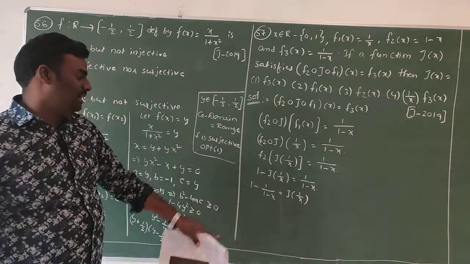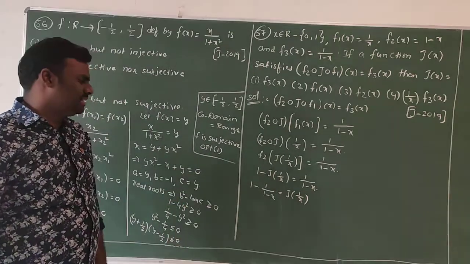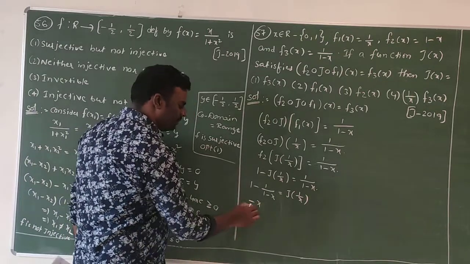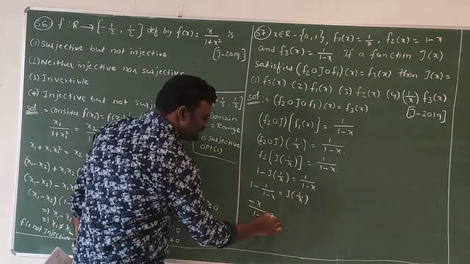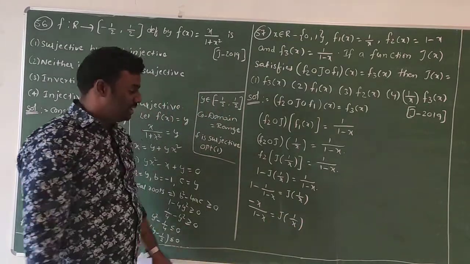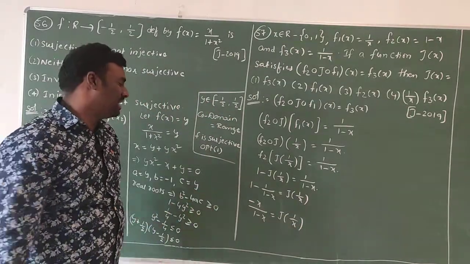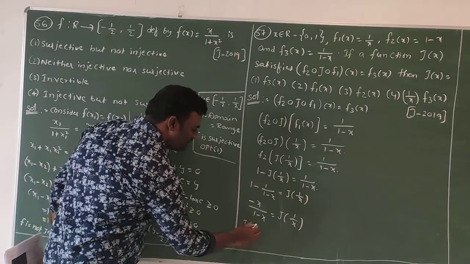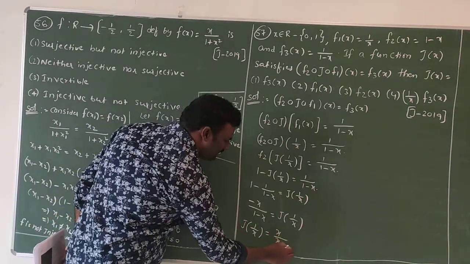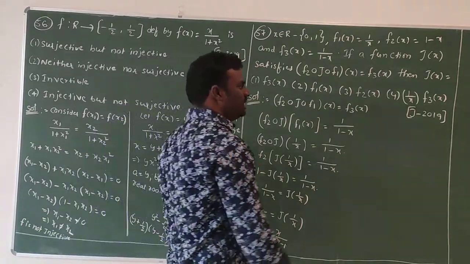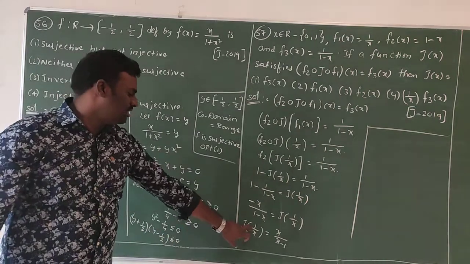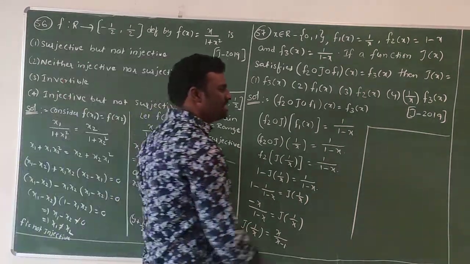If you simplify, then 1 gets cancelled. Then what you will get? Minus x by 1 minus x is equal to j of 1 by x. Here also if you take minus common, minus minus gets cancelled, then finally we got j of 1 by x equals to x by x minus 1. But in question we required j of x, but we got j of 1 by x.